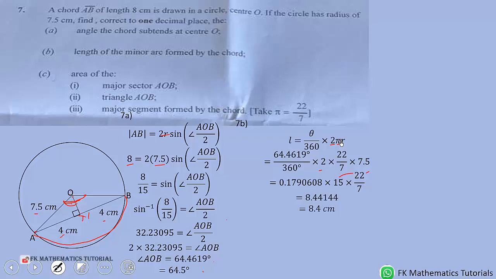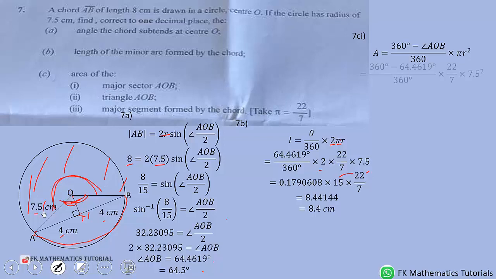Then we are calculating the area of major sector AOB. So area of a sector is given by theta over 360 times pi r square. So this time the theta is this one. So we subtract this angle that we found here, AOB, from 360 to get this angle here, the theta, because we are finding the area of this major sector.